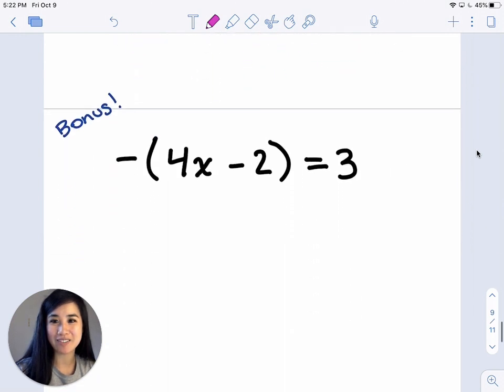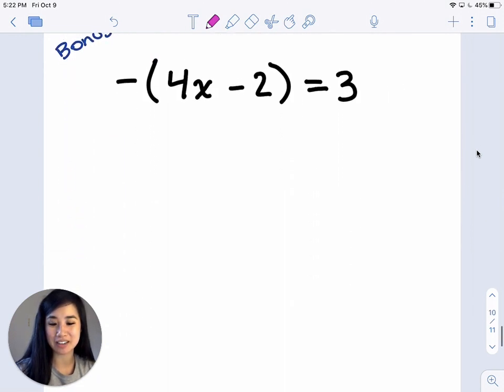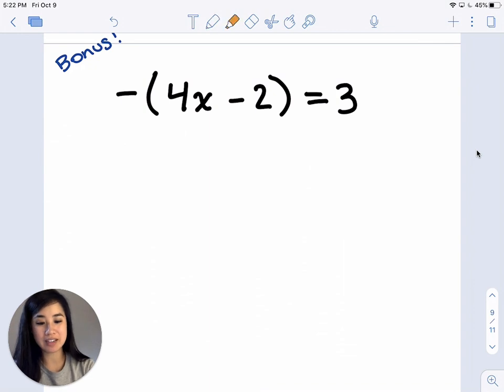Okay, one more. We have a bonus problem. Okay, so look at this. What do you notice is different? There is that minus sign out front. There isn't a number out front that we can see, but you know when we talk in class, there's actually an invisible negative 1 there. To be good at math, you have to be insane. You gotta see things that are not there.